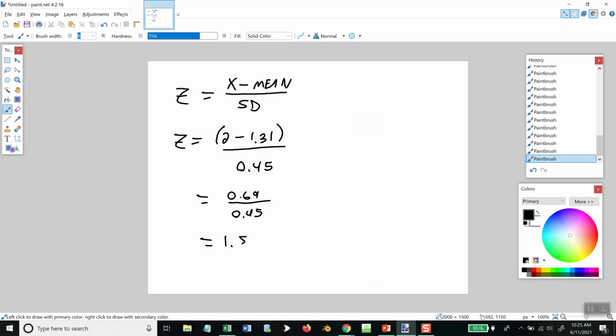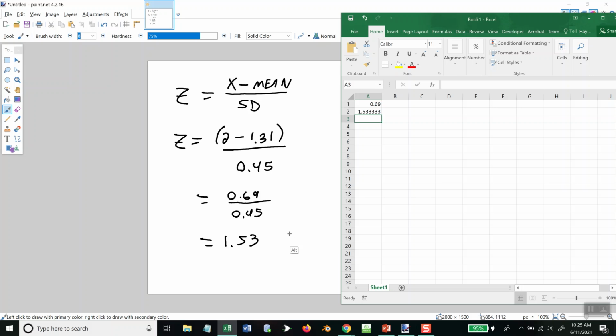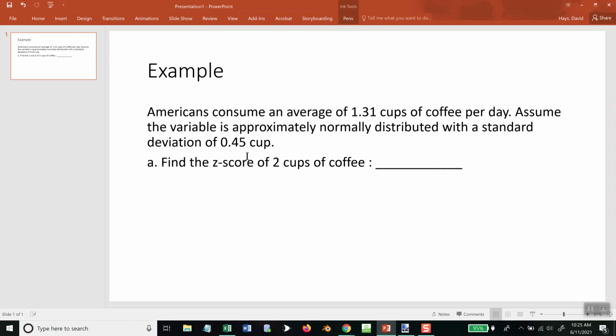Usually decimal or z-scores are rounded to 2 decimal places. See if that's a true statement. That's nice, it doesn't say how many. Anyway, 2 is usually the standard on that. And that's how you'd find the z-score.